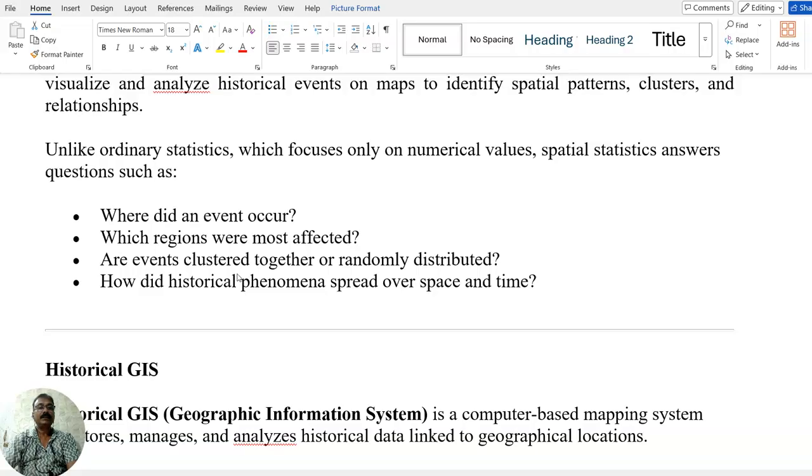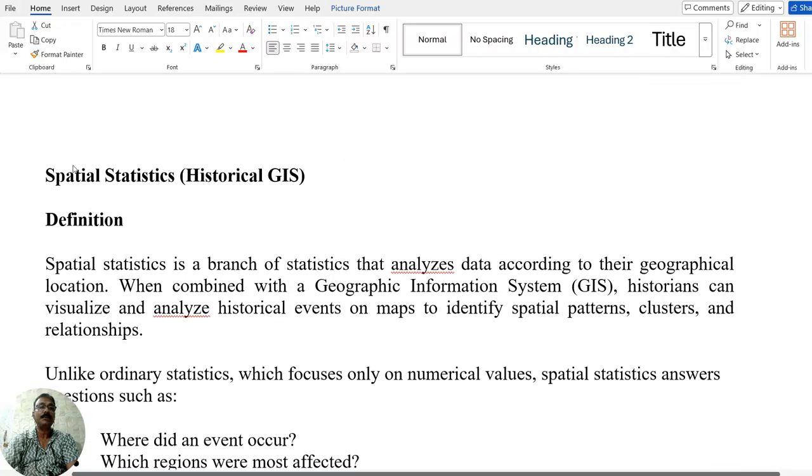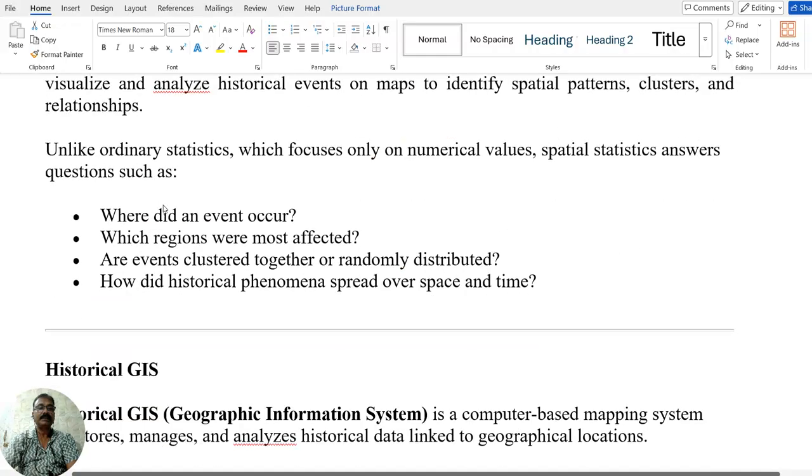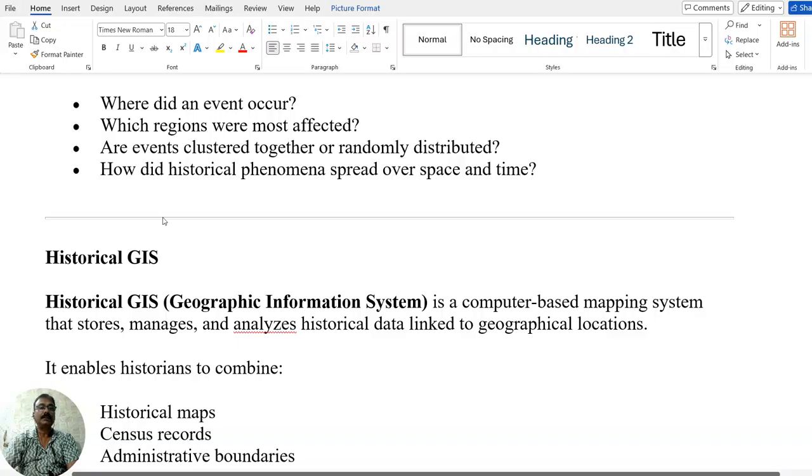Are events clustered together or randomly distributed? How did historical phenomena spread over space and time? So these are the research questions. These research questions can be answered with the help of spatial statistics, which may be applicable to historical research.